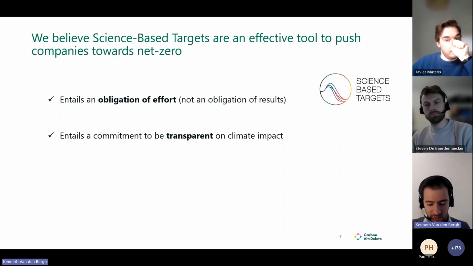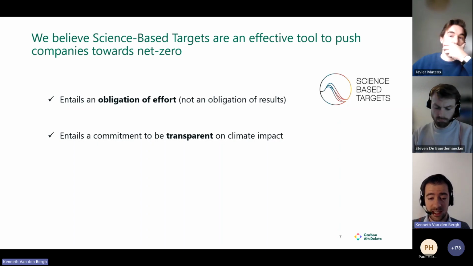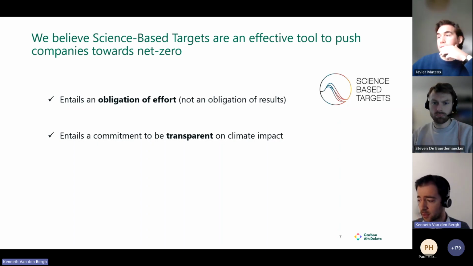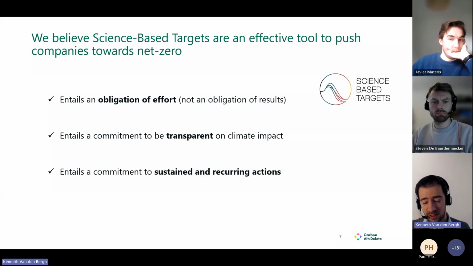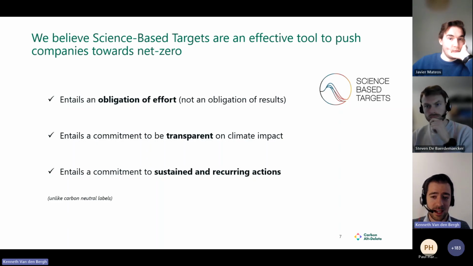And also, and I think that's very important personally, if you ask me, it entails a commitment to be transparent. If you as a company set a science-based target, you basically commit to be transparent on your climate impact in the base year, but also on every recurring year. And that's, I think, the third point. Setting a science-based target is not a one-off exercise. It's basically the start of a journey where, in a recurring and sustained way as a company, you're going to track your climate impact and you're going to do efforts to reduce it. So I think these are three very important things that make us a big fan or believer of science-based targets.